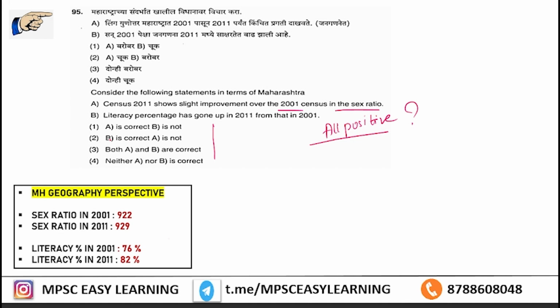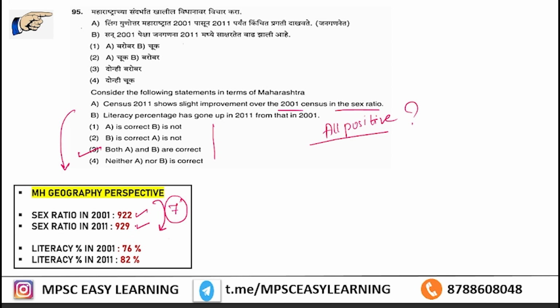हमेशा इसके लिए जाओ, ठीक है? If I did not know the answer to this question and this question was in my paper, I would have closed my eyes and gone for A and B. And in reality as well, this answer is right. Okay. So, if we see the data, in census of 2001, the sex ratio of Maharashtra was 922, and in 2011 it was 929. Slight improvement हुआ है ना 7 का.